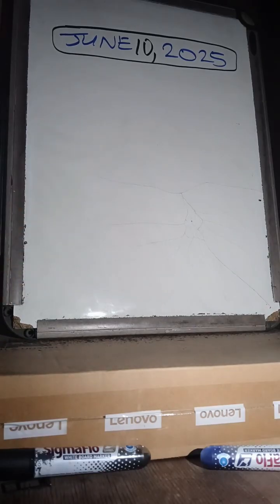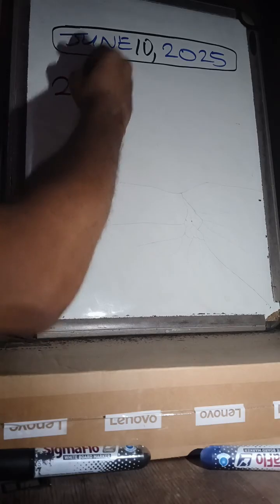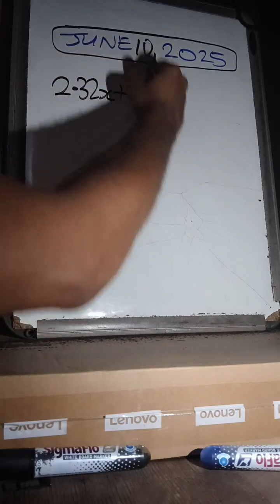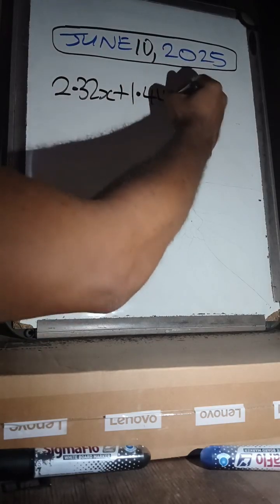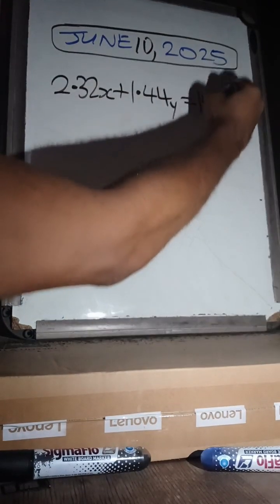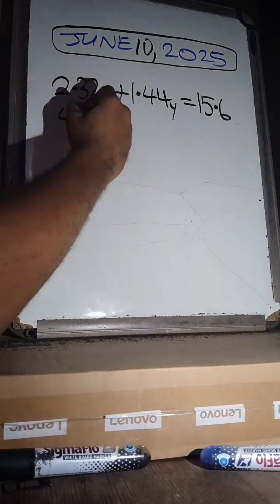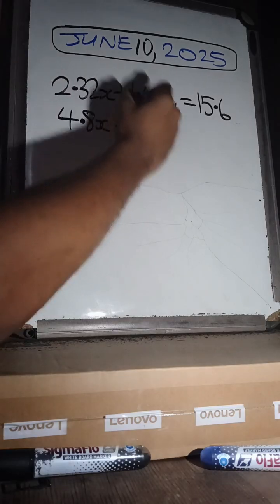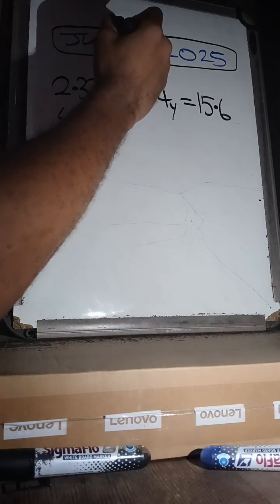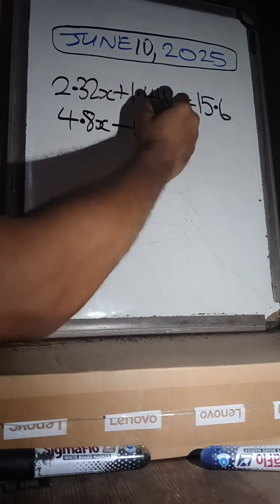Alright. So it starts by saying 2.32x plus this, and then 4.8x. Is it plus or minus? See, I have to be careful now. There's a minus 1.92.